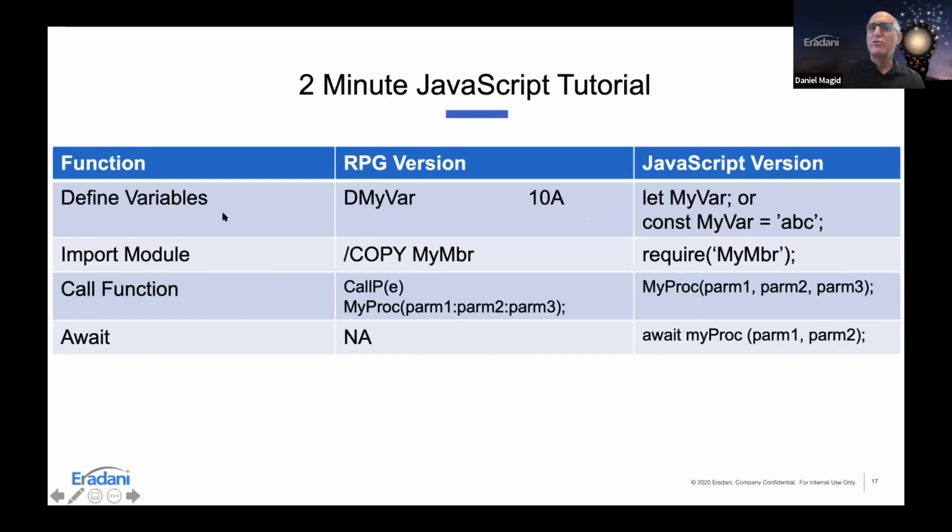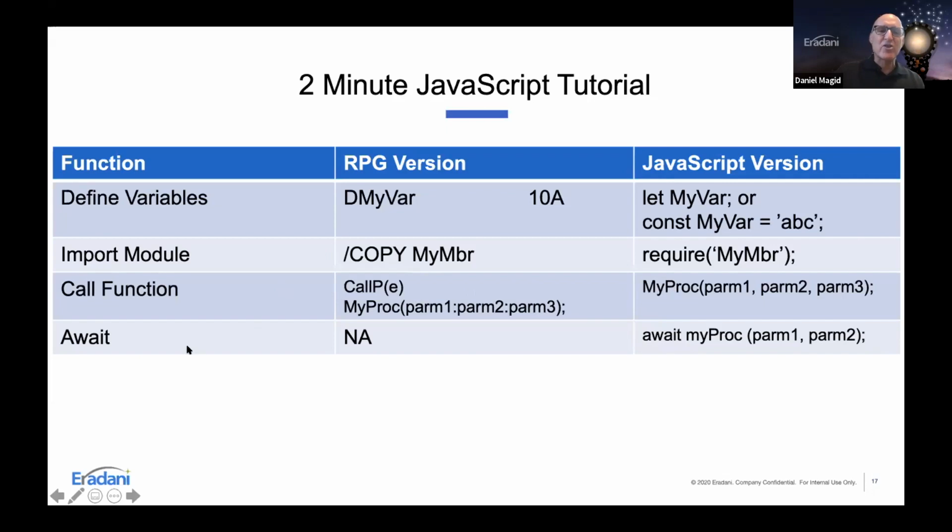But basically, you define the variable. So, here's how you do it in RPG. Here's how you do it in JavaScript. Let my var, or if I want a constant, I do const my variable and give it a value. If I want to import a module in RPG, I do a /copy. In JavaScript, I do a require. If I want to call a function, here's my call a function in free format RPG. Here's how I call a function in JavaScript.